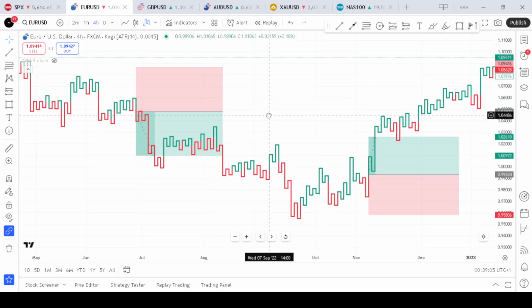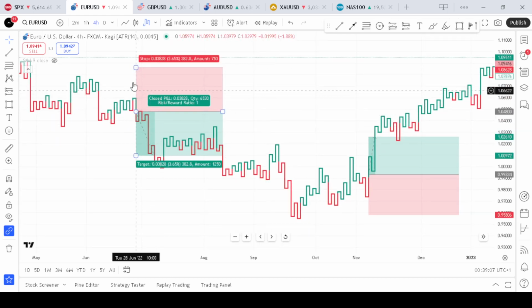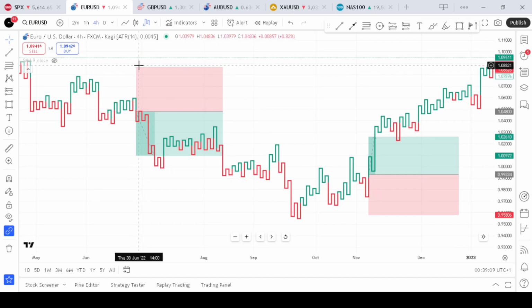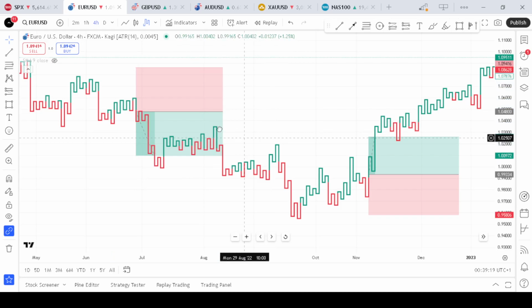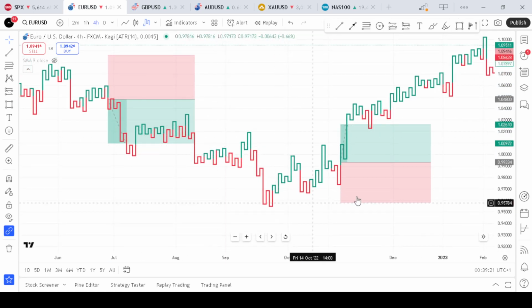The next thing you need to know is, when you enter your trade, where to set your stop loss. Remember, your stop loss is very important. When entering a trade, it is essential to always set your stop loss to manage your risk. For a long position, you have to place your stop loss below the recent low.